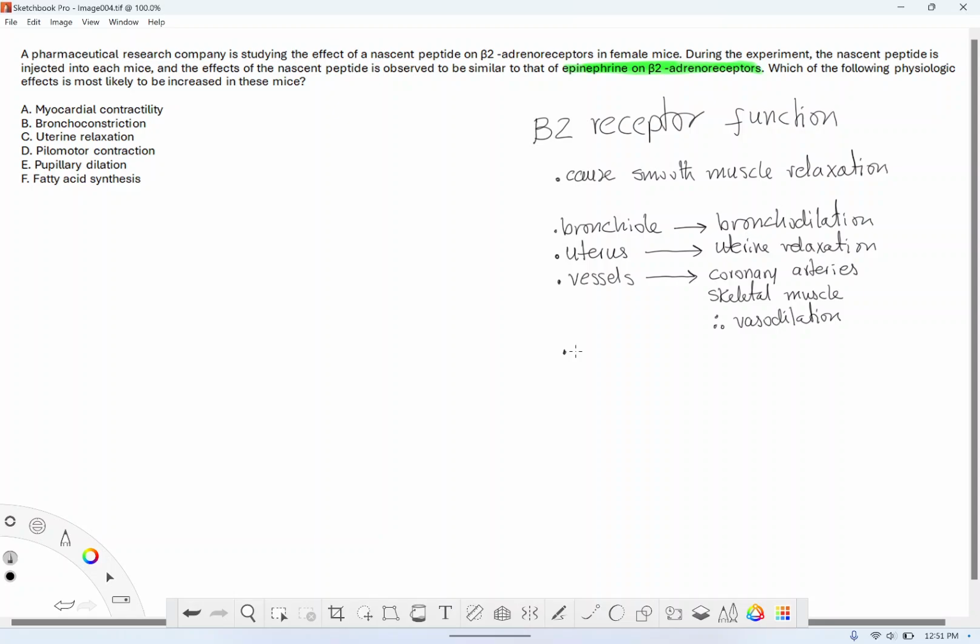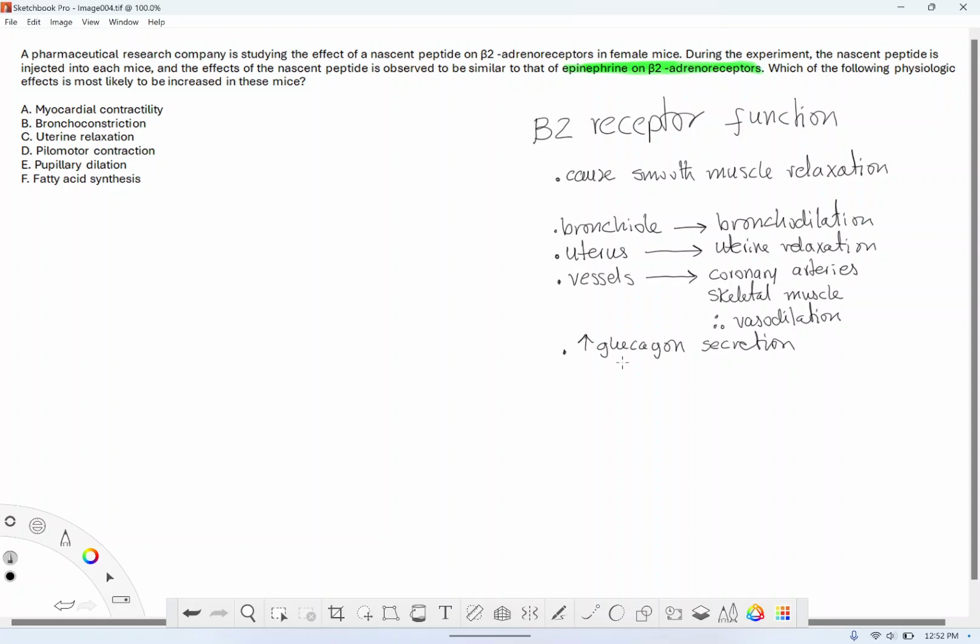Okay. In terms of metabolism, beta-2 receptor is also found, for example, on the liver and so forth. So it increases glucagon. Beta-2 receptor responds to glucagon, and glucagon is what activates it. So it increases glucagon secretion from alpha cells of pancreas. So pancreas also has beta-2 receptors.